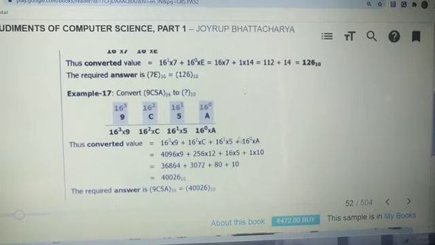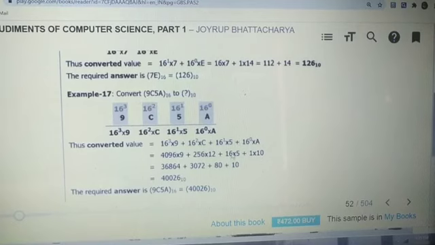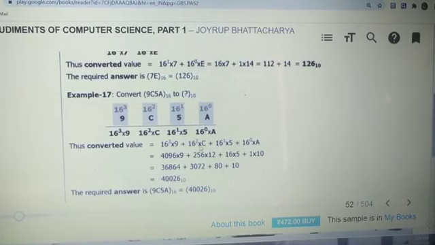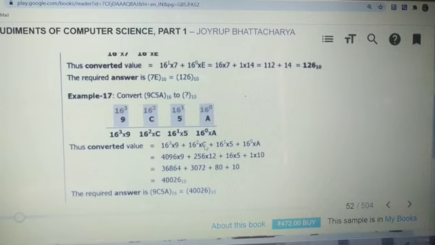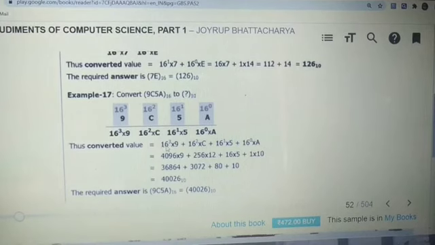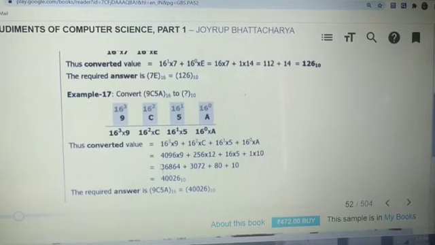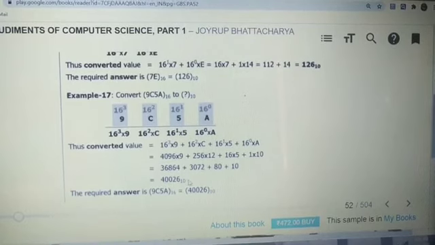Next is 16 to the power 1 into 5, which means 16 into 5, that is 80. Now it is 16 to the power 2 into C. C means 12. 16 squared means 256, so 256 multiplied by 12. Now coming to 16 to the power 3 into 9, it is 4096 into 9, that is 36864. If we add up these values, we are getting 40026 in base 10. This is how we can convert from hexadecimal to decimal value.